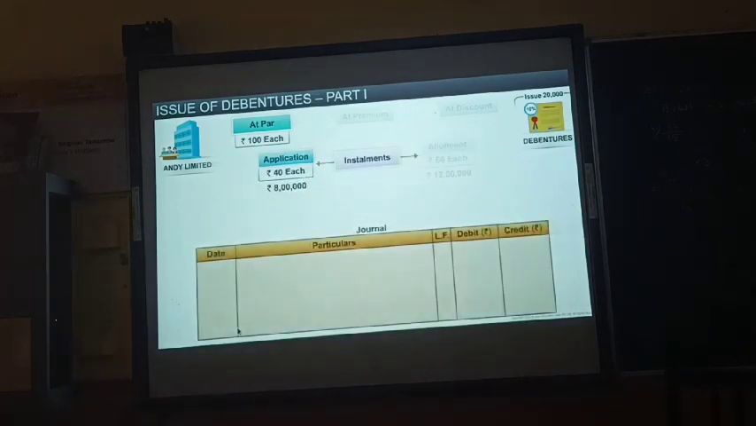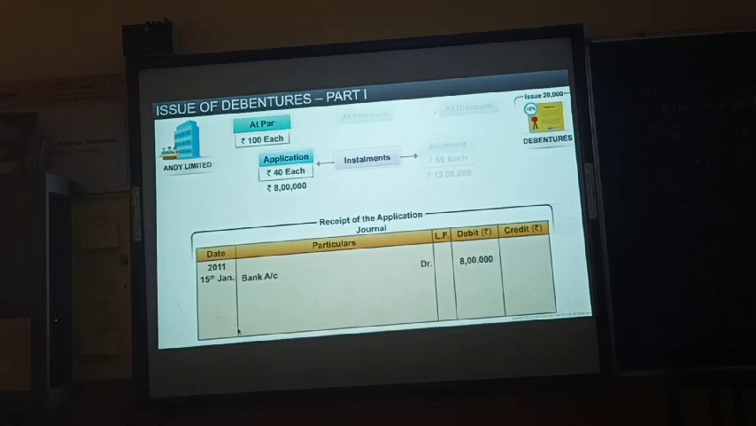The journal entry for the receipt of the application money on the 15th of January 2011 is bank account, debit, 8 lakh rupees, to 10% debenture application account, 8 lakh rupees. The narration for the entry will be amount received on application for 20,000 debentures at 40 rupees per debenture.